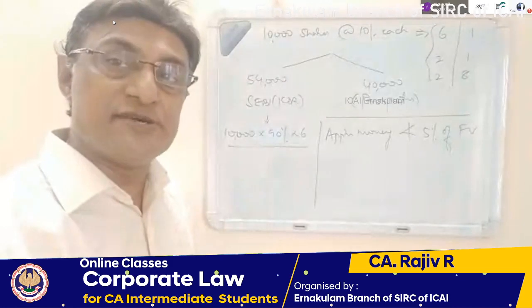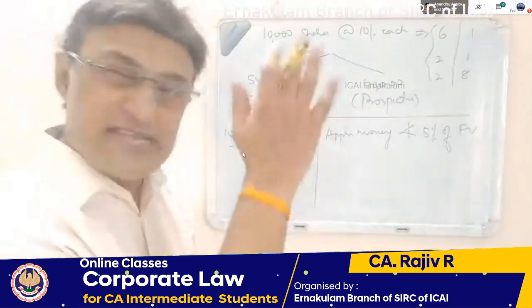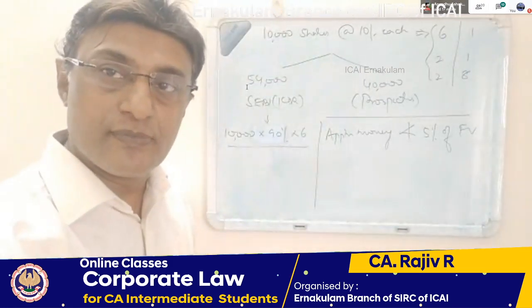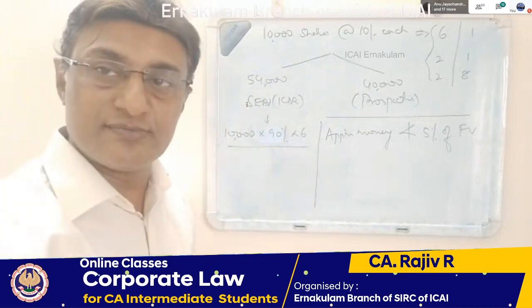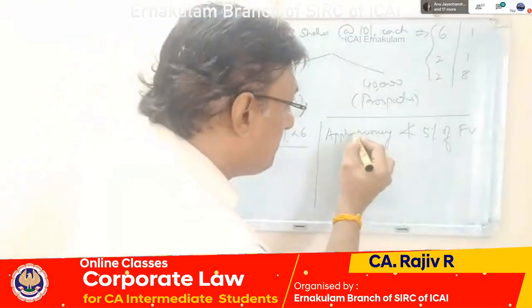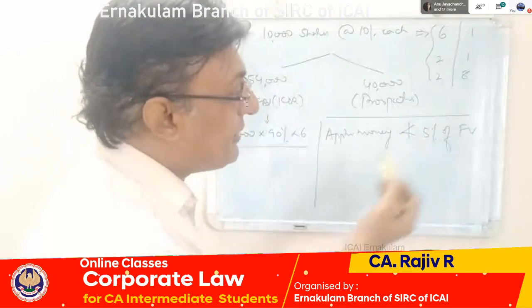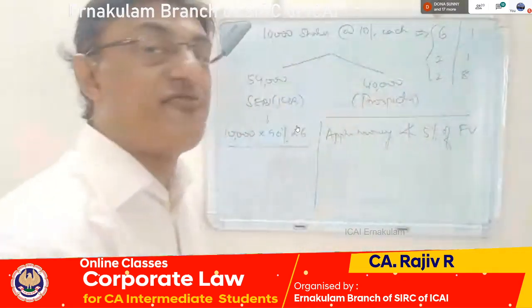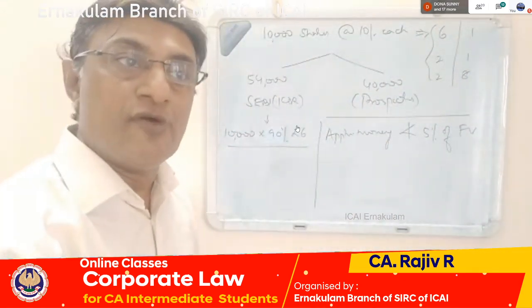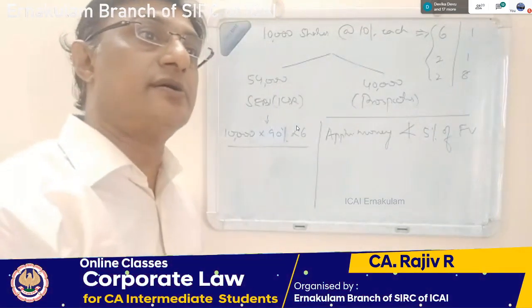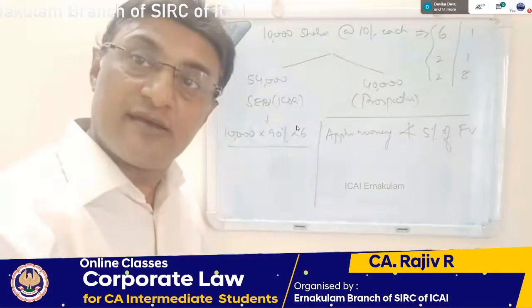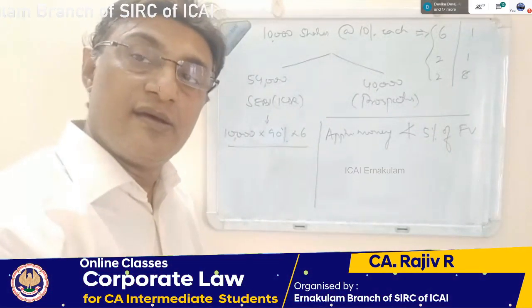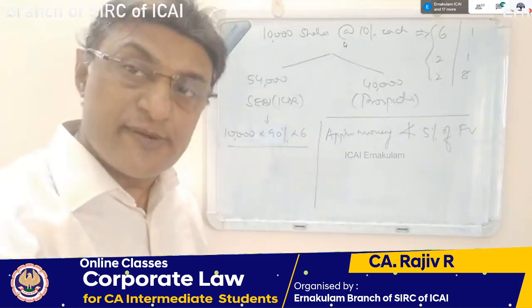That will not achieve the purpose here. Suppose it is exactly 5% to satisfy that requirement. Application money should not be less than 5%. So if I give you 5% of 10 rupees, what is 5% of 10 rupees? 50 paise. Not even 1 rupee, 50 paise.